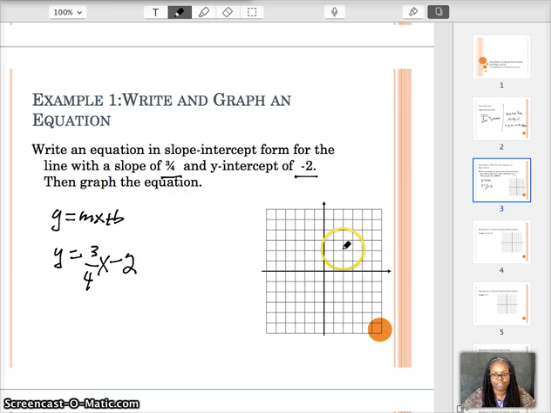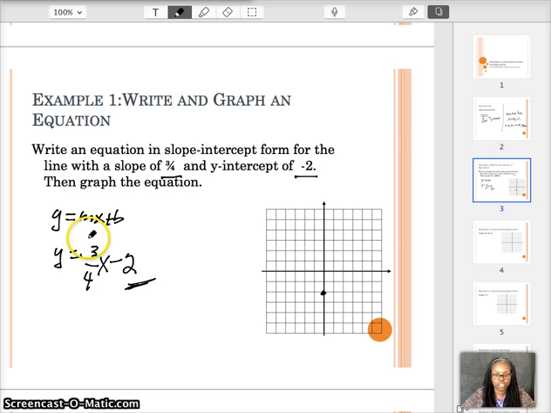Now we have to graph it. Here's the fun part. Graphing is really easy when you have it in slope-intercept form. You know that this is the y-intercept, and that's where the graph crosses the y-axis. So you go to the y-intercept, which is at -2, and put a dot there because that is one point that is definitely on this graph.